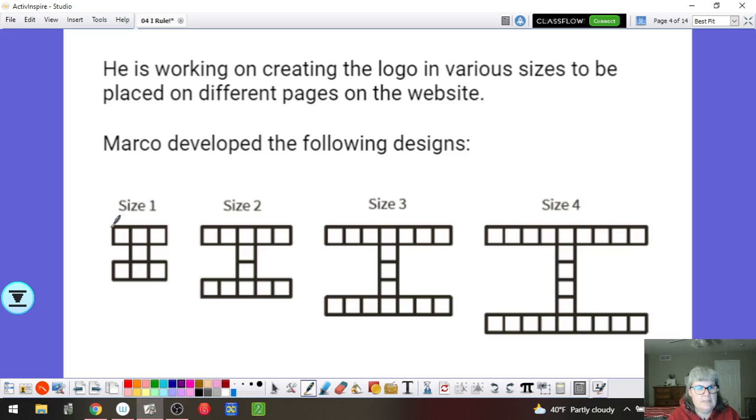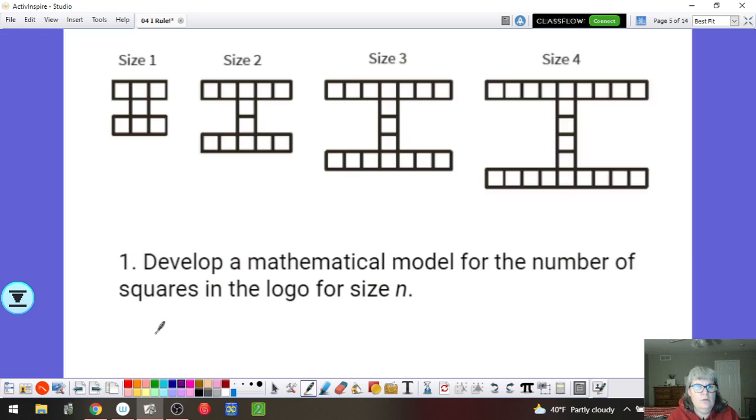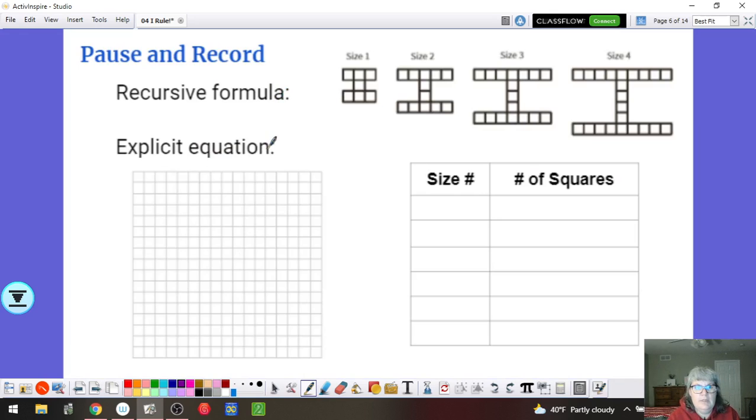If we look at this, he added a square on each end, and he added 1 in the middle to get size 2. For size 3, added 1 on each end, added 1 in the middle. Size 4 is the same thing, added 1 on each end and 1 in the middle. So we're going to develop a mathematical model for the number of squares in the logo for size n. Now, a mathematical model can be a recursive formula, an explicit equation, a graph, or a table.